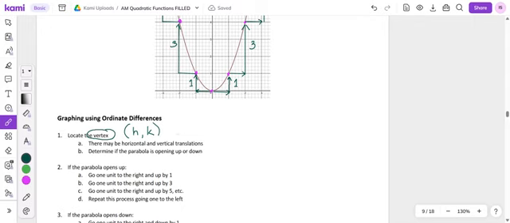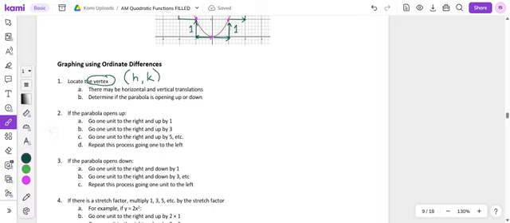Then we're going to look at the A. So if A equals 1, we're going to go 1 to the right, 1 up. Another 1 to the right, 3 up. Another 1 to the right, 5 up, and etc., etc. This is the base parabola. Actually, well, this is just when A equals 1.